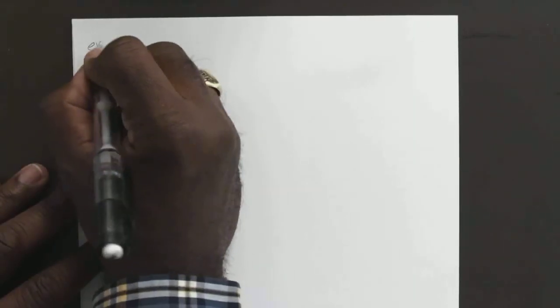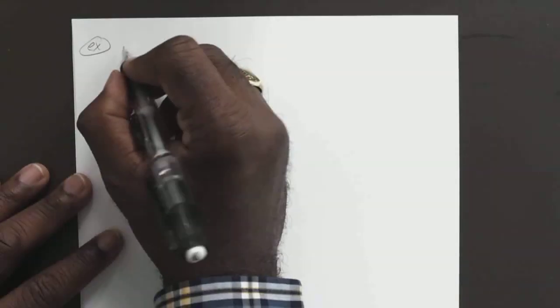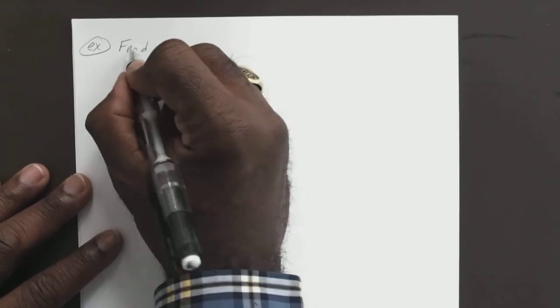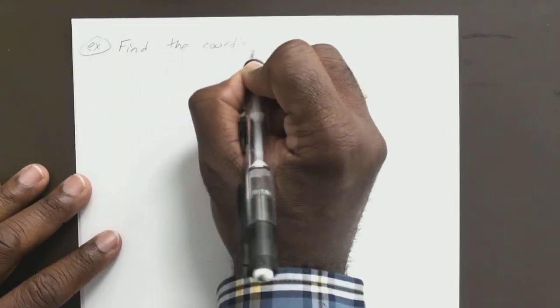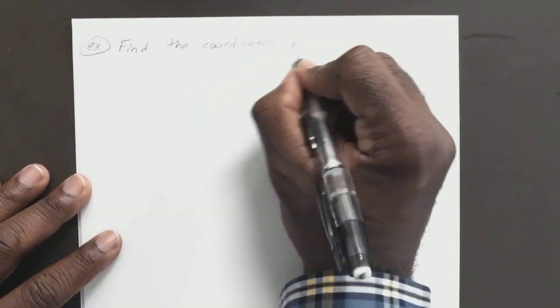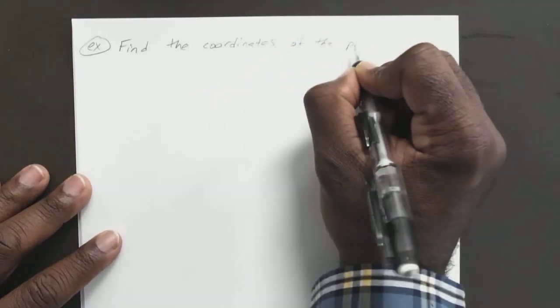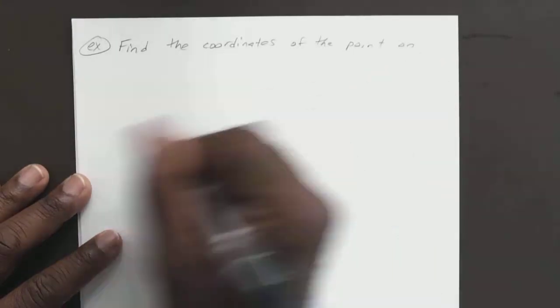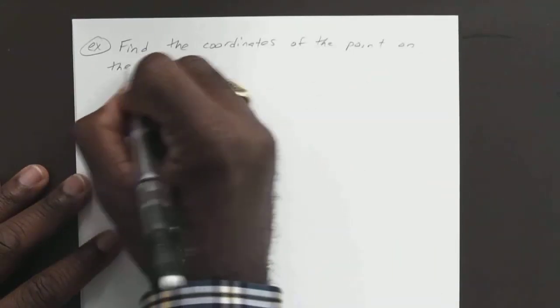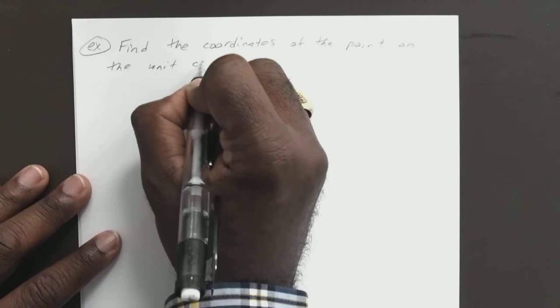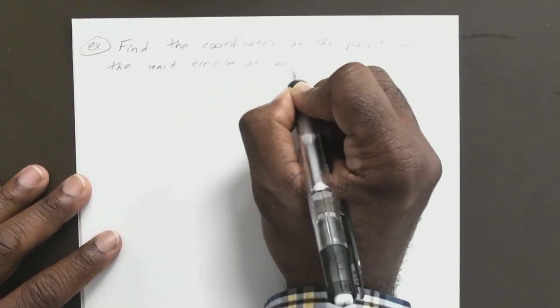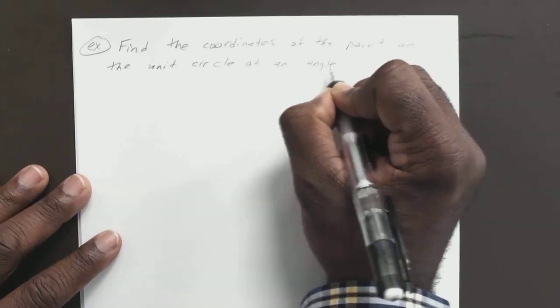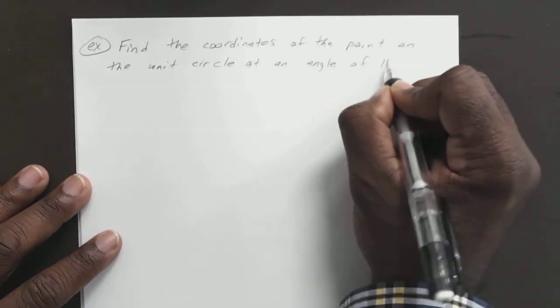All right, so let's say, for example, we want to actually find the coordinates of the point on the unit circle at an angle of 180 degrees.